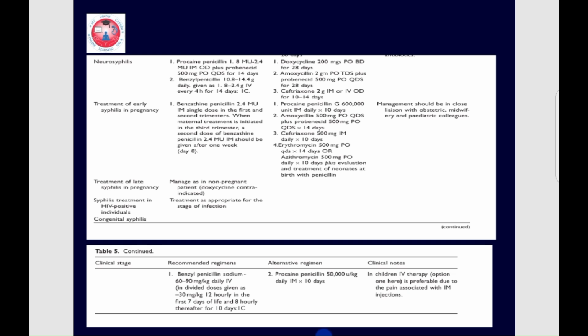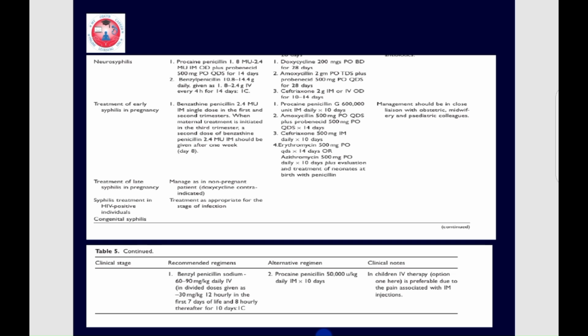So next is the treatment of syphilis in pregnancy. We have already covered it, so I will not go into the detail. The only thing we have not seen previously is congenital syphilis treatment. For the neonate, if congenital syphilis is diagnosed, then benzyl penicillin is the drug of choice, 60 to 90 milligram per kg, given daily intravenously in divided doses.